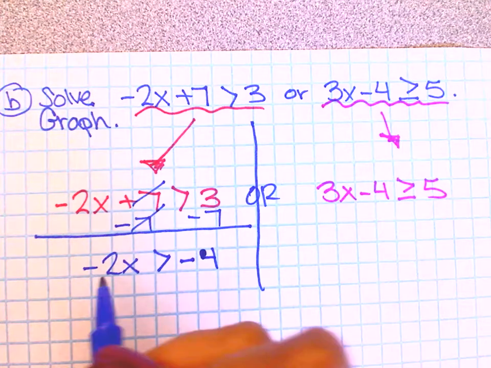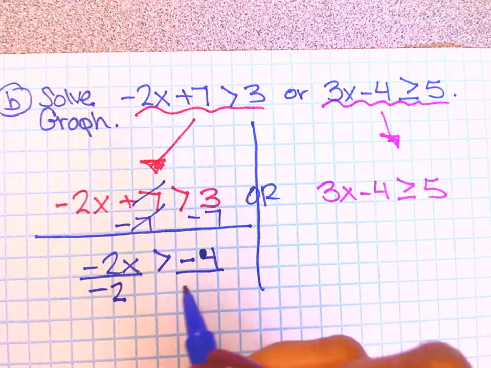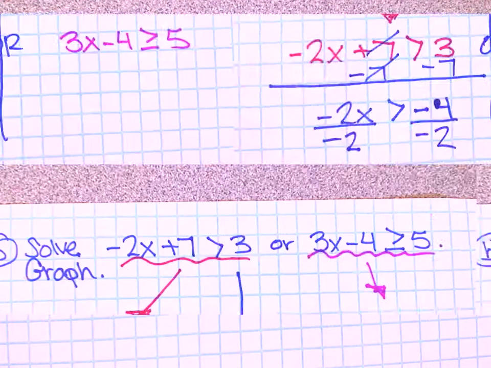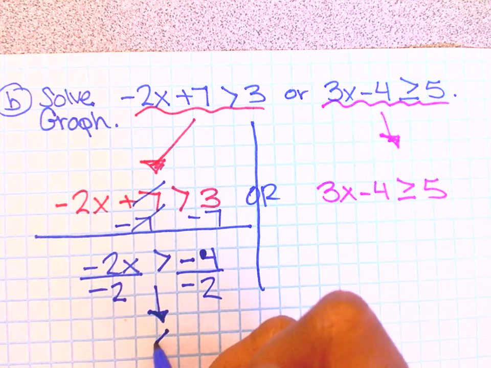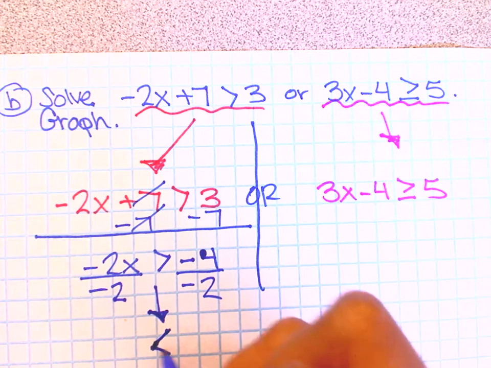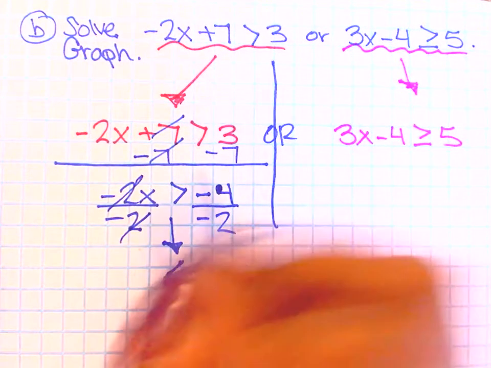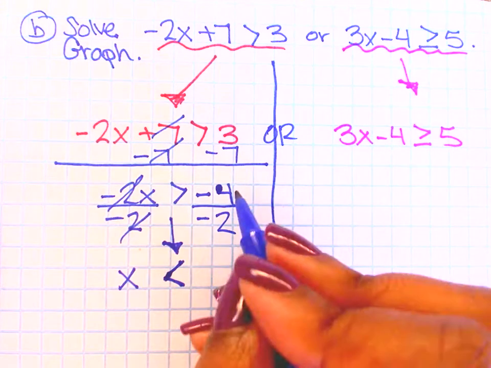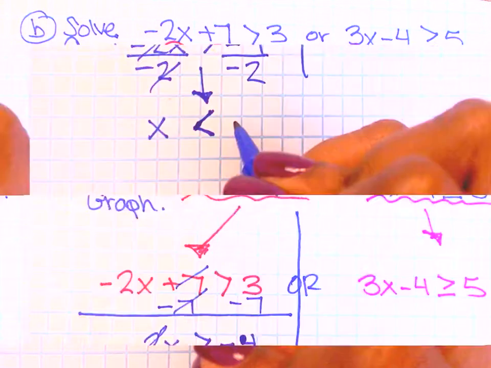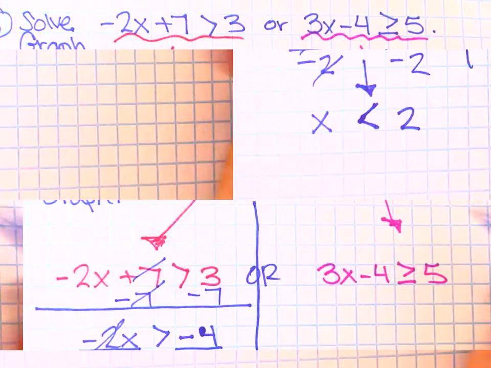To isolate the variable, I'm going to divide by -2. Oh, I remember, divide or multiply by a negative, my sign is going to flip. So the greater than sign now is a less than sign. The 2's cancel. X is now, switching the sign, less than, -4 divided by -2 is a +2. And then you're going to solve the other one on the other side.